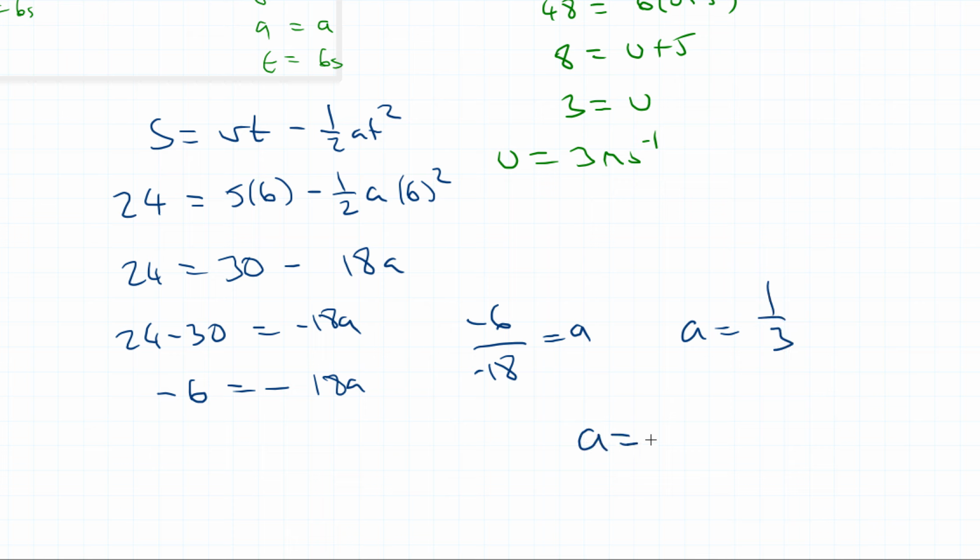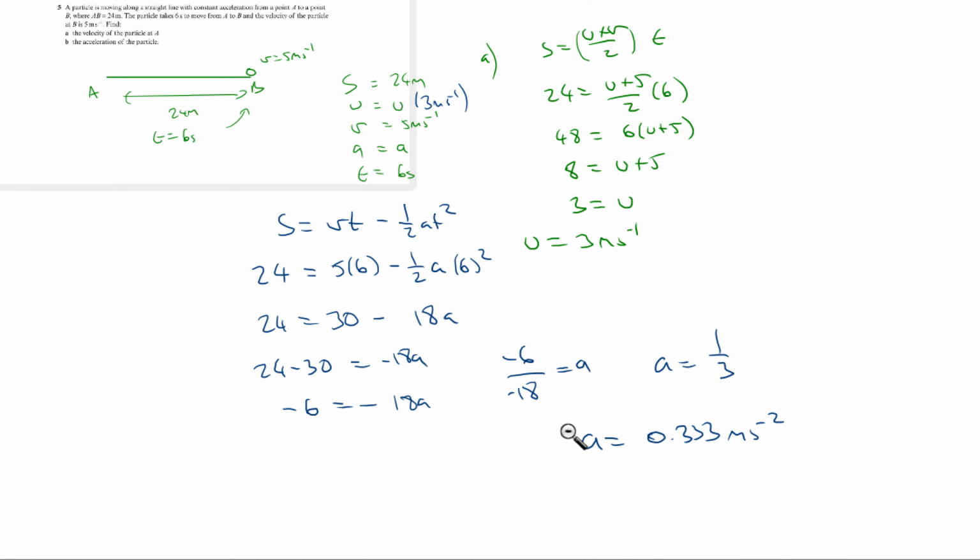Here, if you can, just write the first few significant figures of a recurring fraction. But here, a is equal to 0.333 meters per second squared. And that is your answer to question 5. If you have any further questions, please let me know.